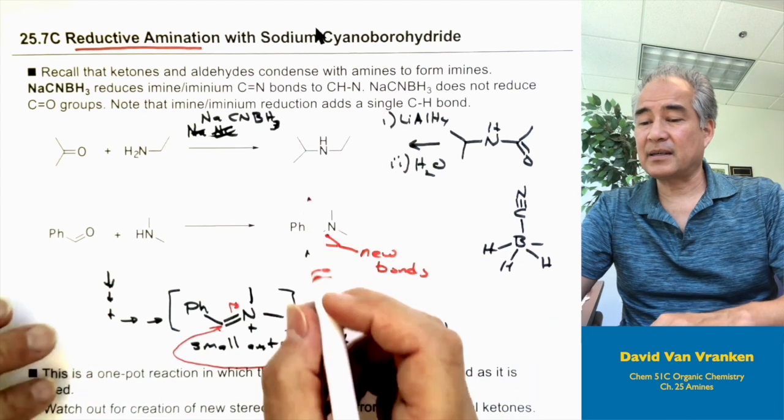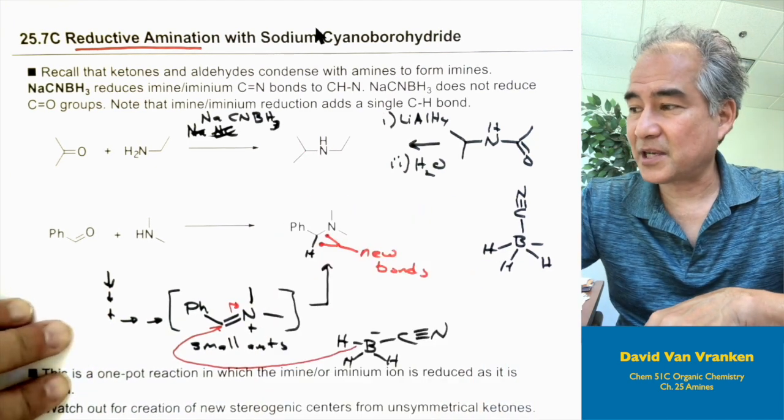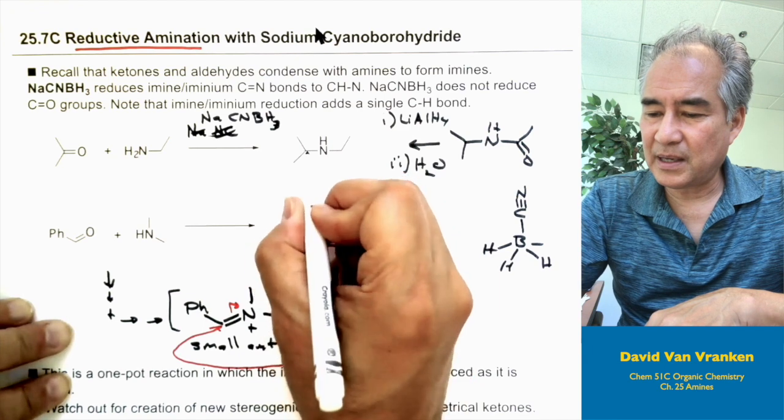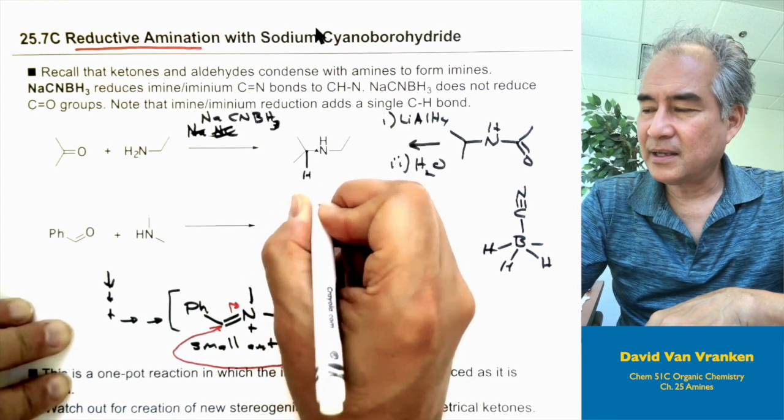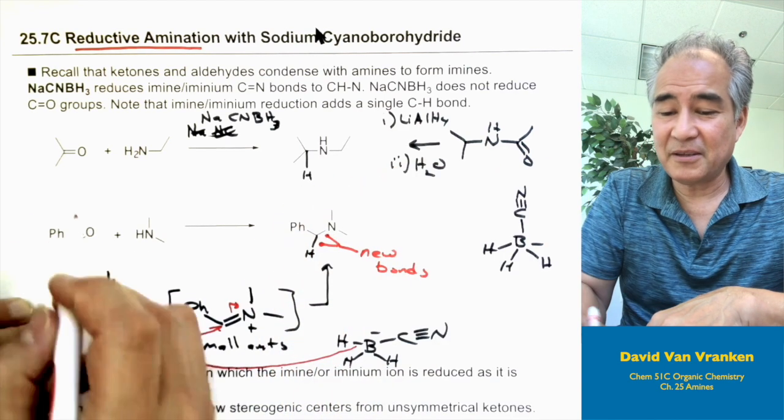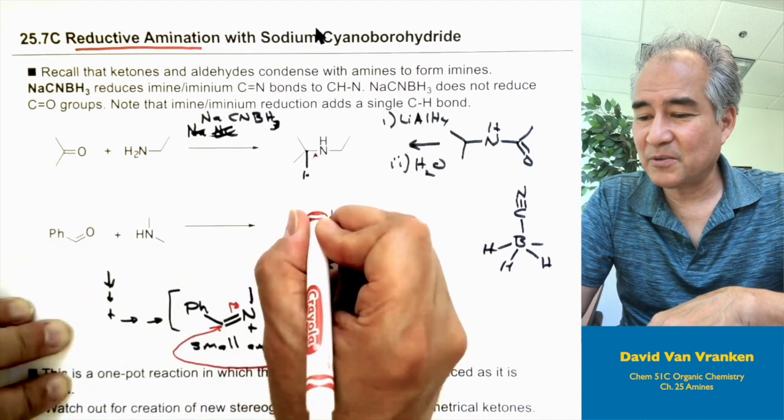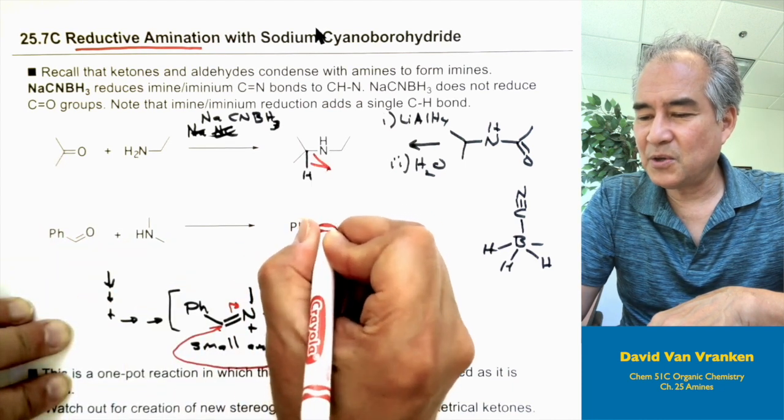And you've got to look for that. Come back over here. There were two new bonds that were generated. So these are the new bonds. Here's one of the new bonds, and there's the other new bond. Neither of those were there before. It used to be a carbonyl group. New and new.